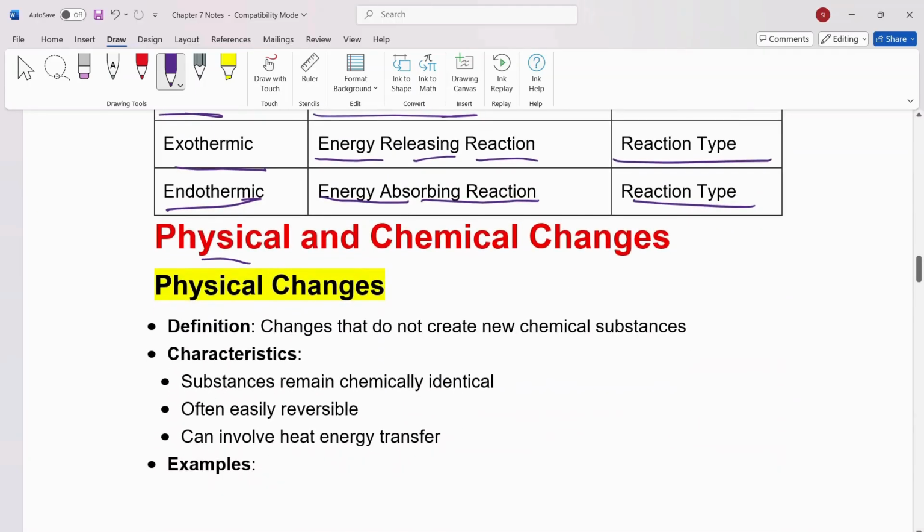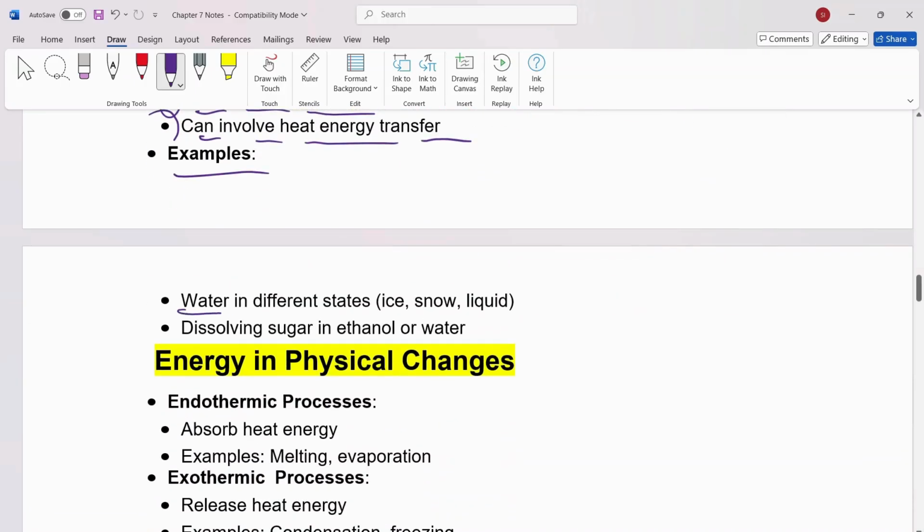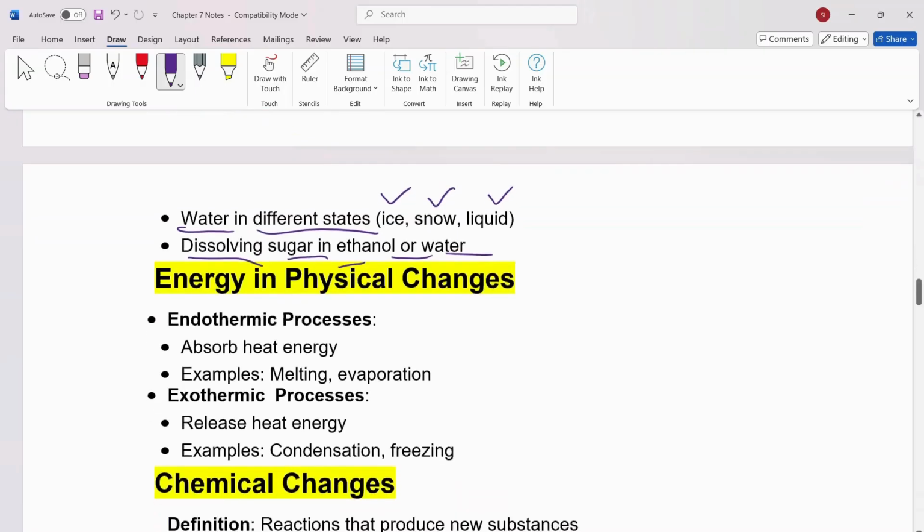Now let's talk about physical change and chemical change. Physical changes, definition: changes that do not create new chemical substances. The characteristics are substances remain chemically identical, often easily reversible, and can involve heat energy transfers. Some examples are water in different states, ice, snow, liquid, and dissolving sugar in ethanol or water.